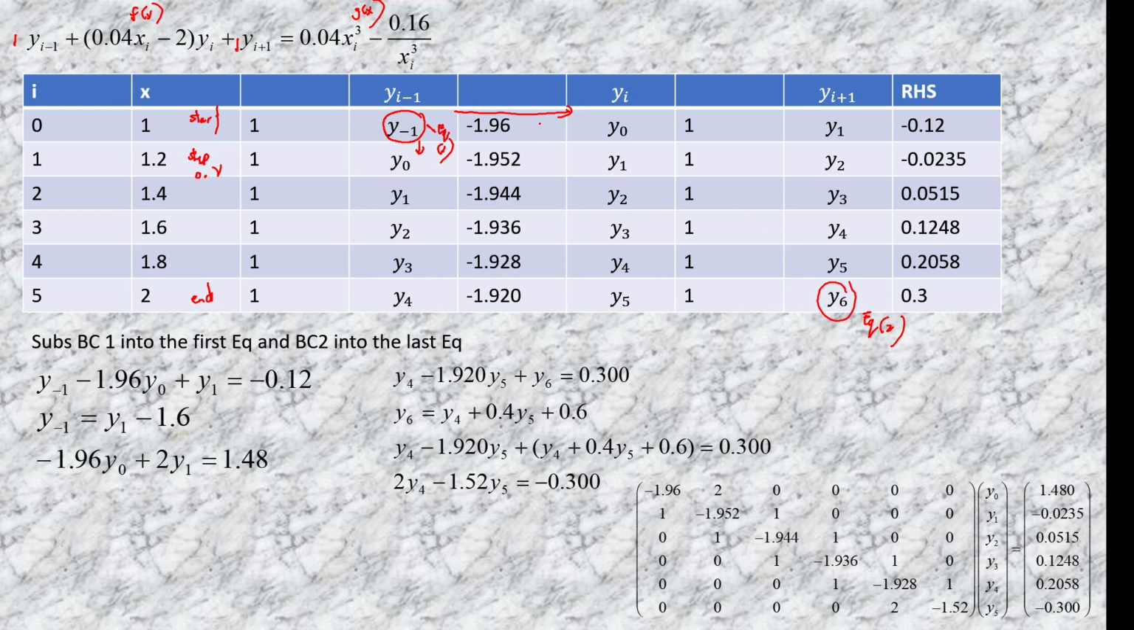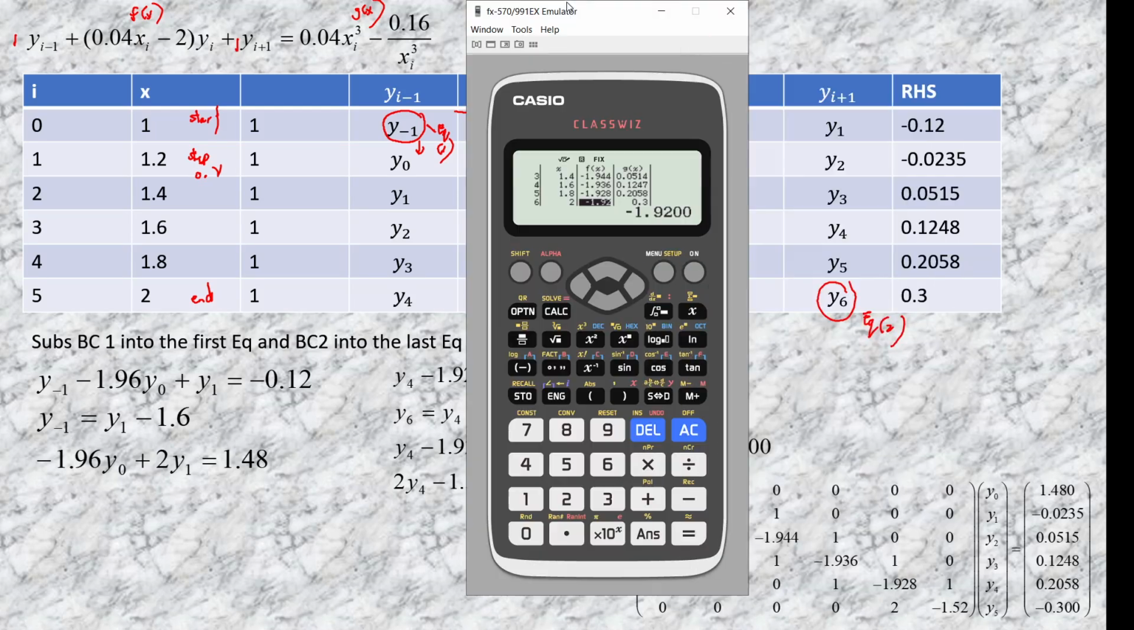And then tabulate the right hand side, which we already obtained here. The last value is 0.3, going up 0.2058, going up 0.1248, up 0.0505, up negative 0.0235, going up negative 0.12.